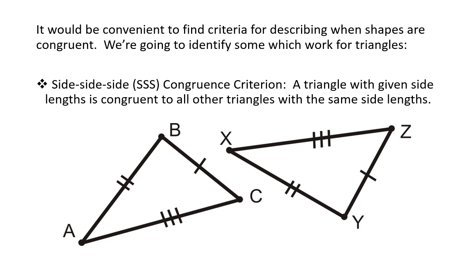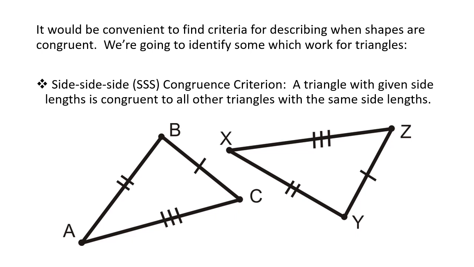Criterion is the singular, so you'll see here that we're looking at first this side congruence criterion. And what that says is that if I have a triangle with given side lengths, then I know that it's congruent to every other triangle with the same side lengths. So if I've got a triangle that measures 3, 4, 5, it's the same size and shape as every other triangle that has sides of 3, 4, and 5. And I could do those 3, 4, 5 sides in different orders, different rotations, whatever.